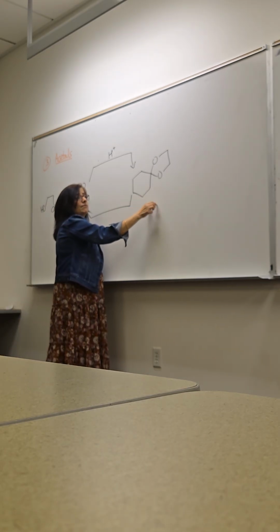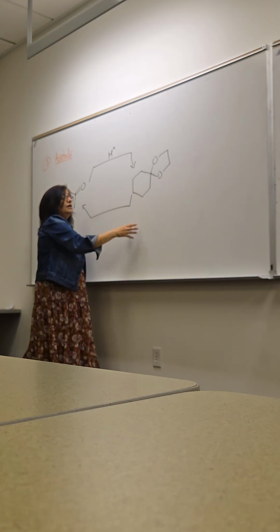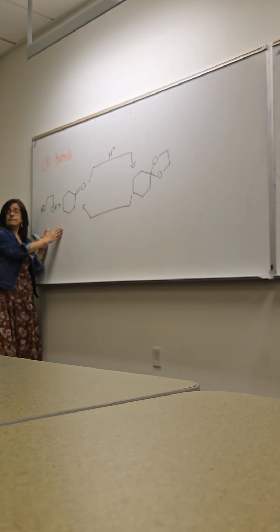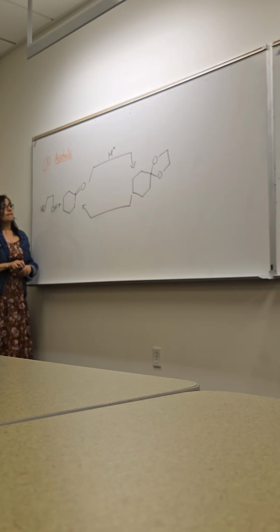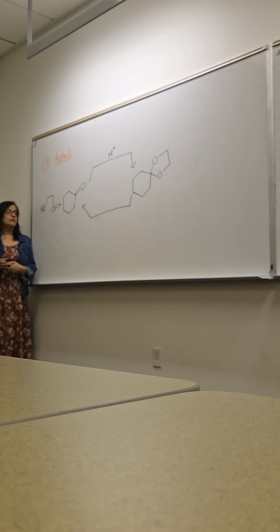2, 4, 6, 8, 10, 12, 14. Do you all agree? Yes. 14 hydrogens. How many total hydrogens here? 14. Careful, slow down, count. Don't be in a rush. 2, 4, 6, 8, 10, 12, 14.